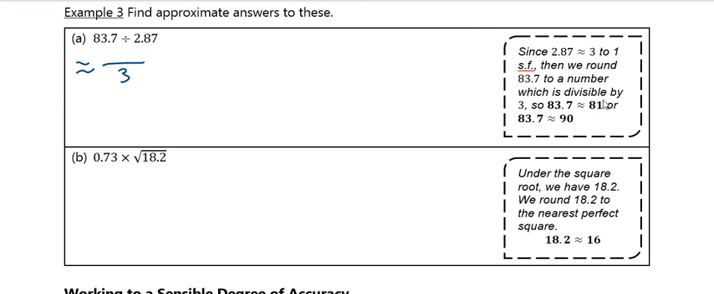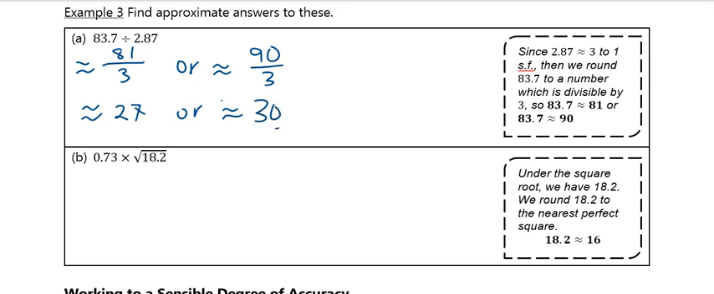So here, for example, the first one, 83.7 is approximately equal to 81. Okay, so let's find out the calculation. 81 divided by 3 is 27. Or you can round off 83.7 to 90 and then divide by 3, because 90 can be divided by 3. So 90 divided by 3, your answer is 30.